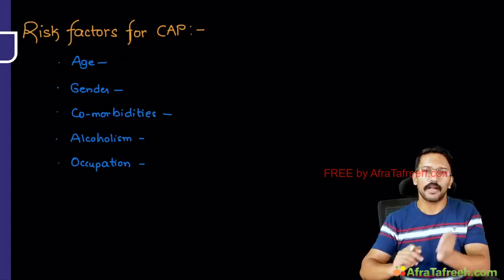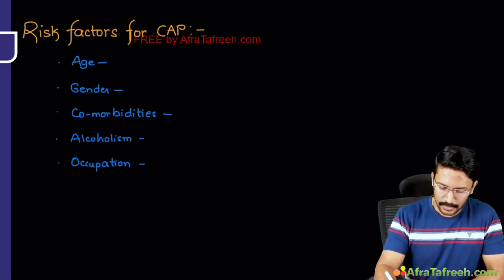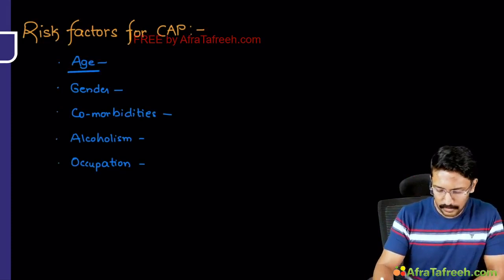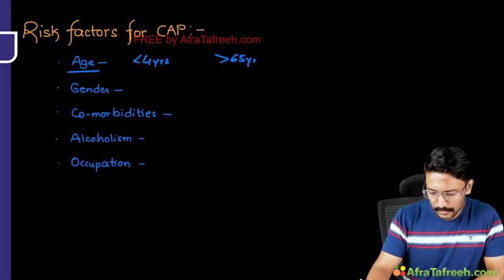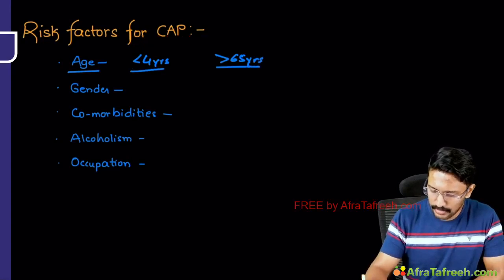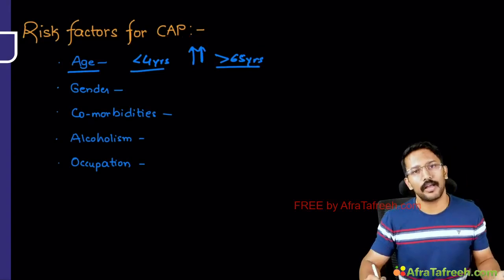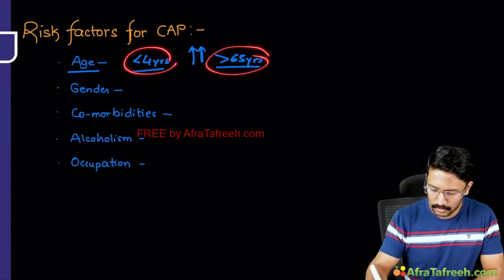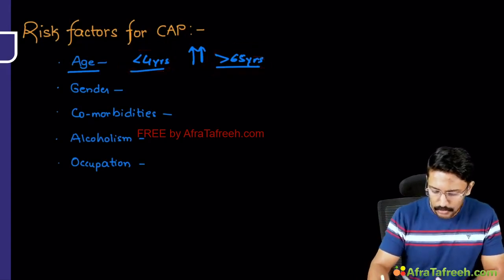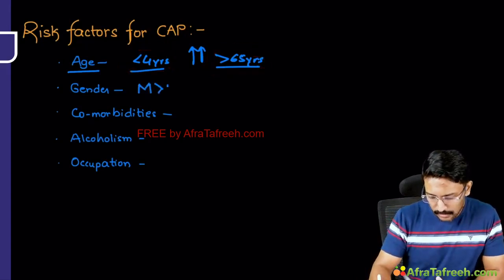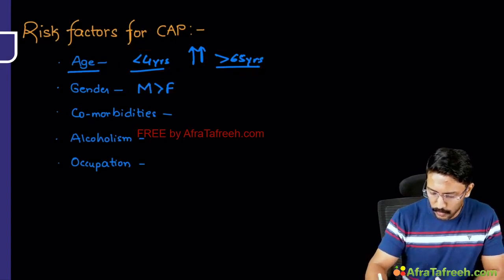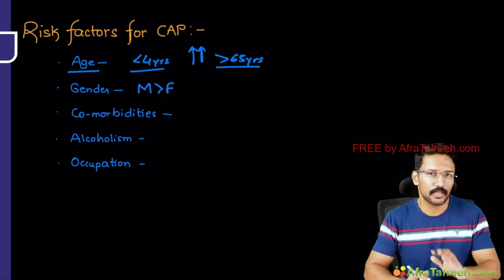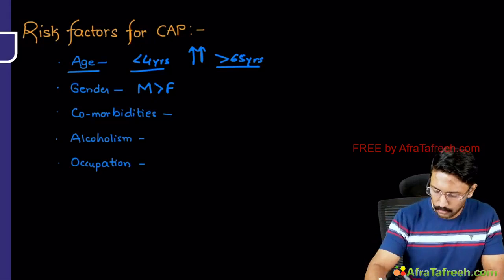Now coming to the risk factors for community acquired pneumonia. Age is an extremely important risk factor, and under 4 years of age and after 65 years of age, the risk of pneumonia and associated mortality significantly increases. Both the risk of acquiring pneumonia as well as dying because of pneumonia increases if you are under 4 years of age or more than 65 years of age. And studies have shown that males are at higher risk of developing pneumonia than females. So there is a slight gender dichotomy here.